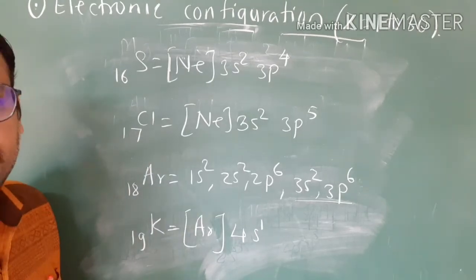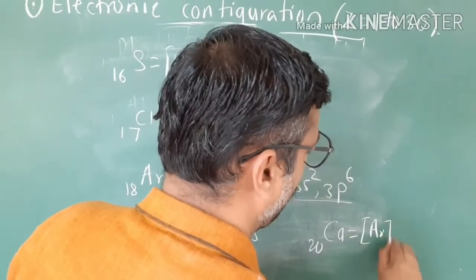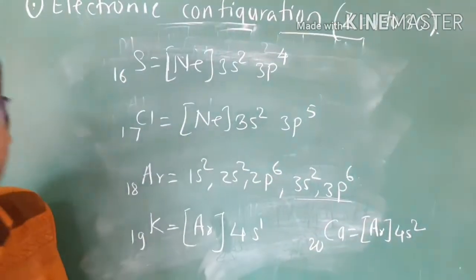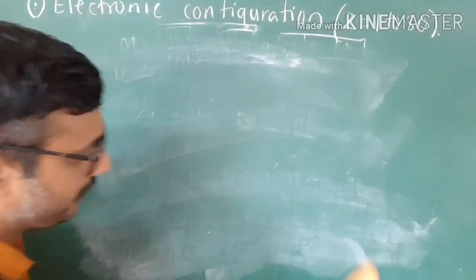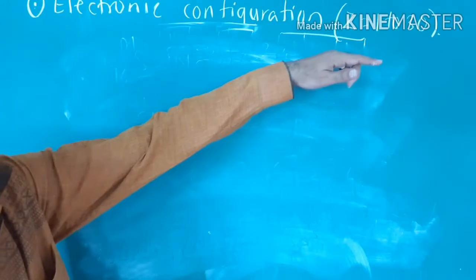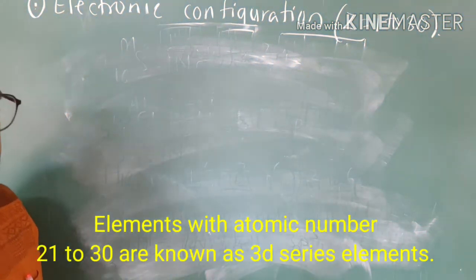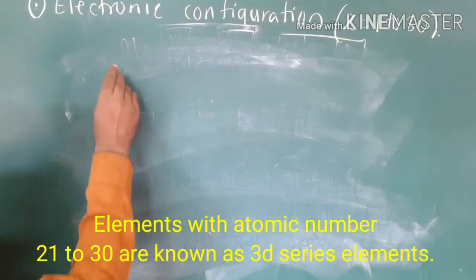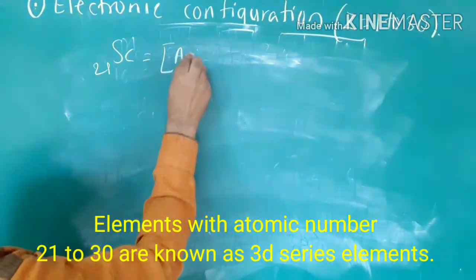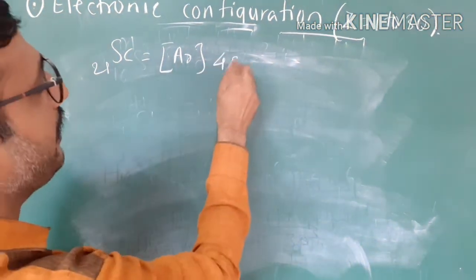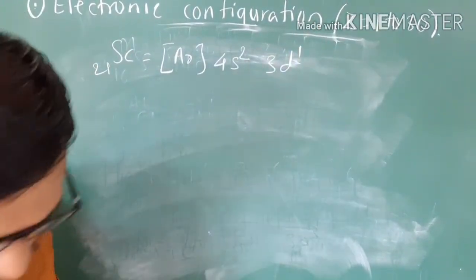What about calcium? Calcium, atomic number 20, its electronic configuration is argon 4s2. Okay. Now after calcium, it's very important that the electronic configuration of elements having atomic number 21 to 30, we call them 3d series elements. Okay. So scandium, atomic number 21, its electronic configuration is argon 4s2 3d1. Okay, 4s2 3d1.